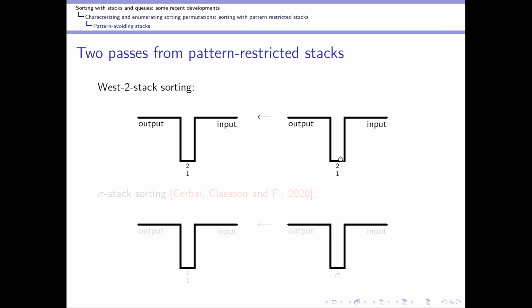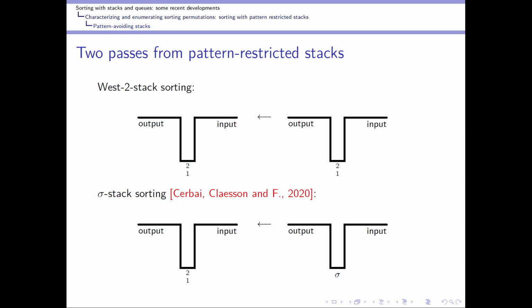So a natural generalization that comes to mind is to impose that during the first pass, the content of the stack has to avoid a certain pattern sigma. Of course, during the second pass, the stack is required to still avoid 2-1 in order to have some chance to get the identity permutation as output.